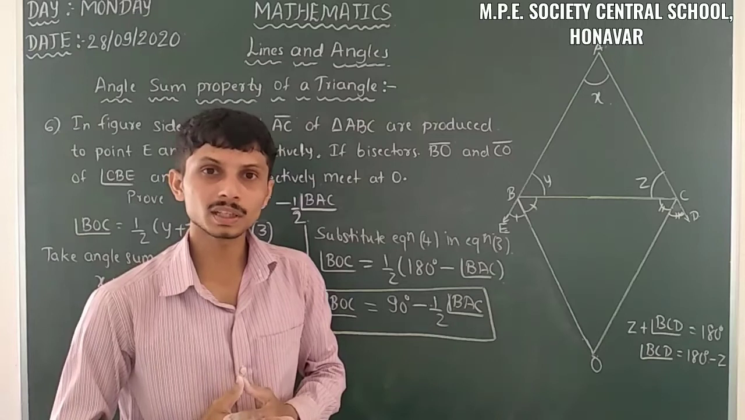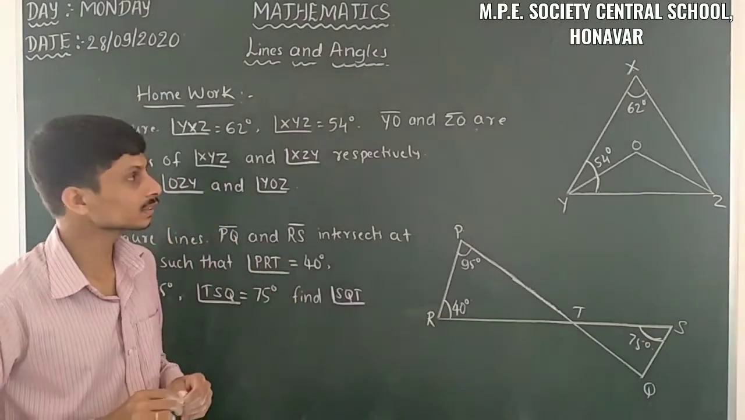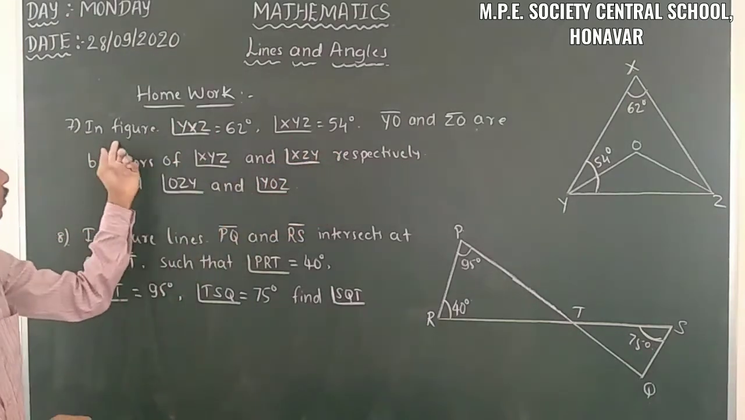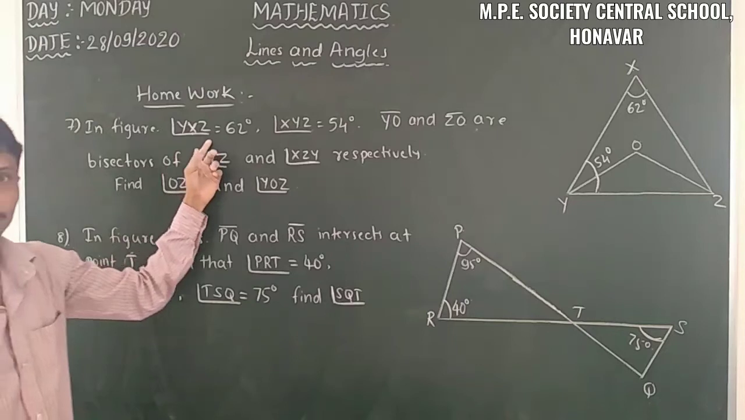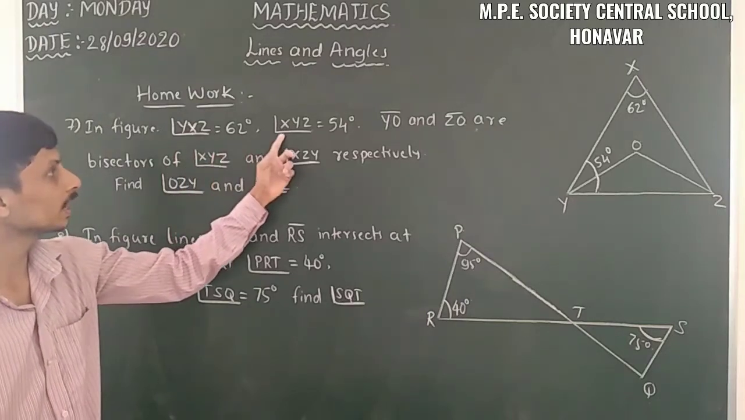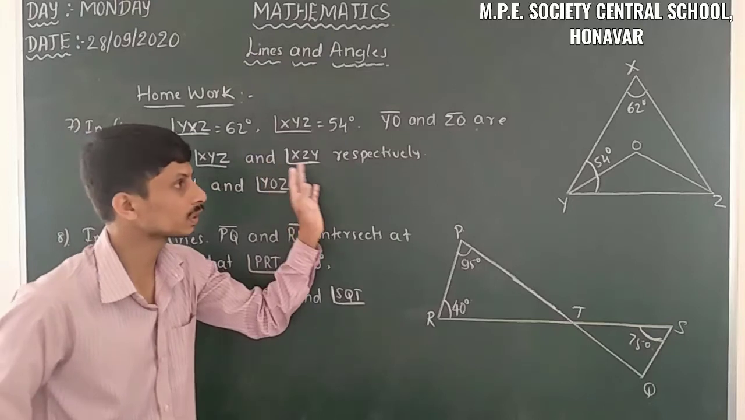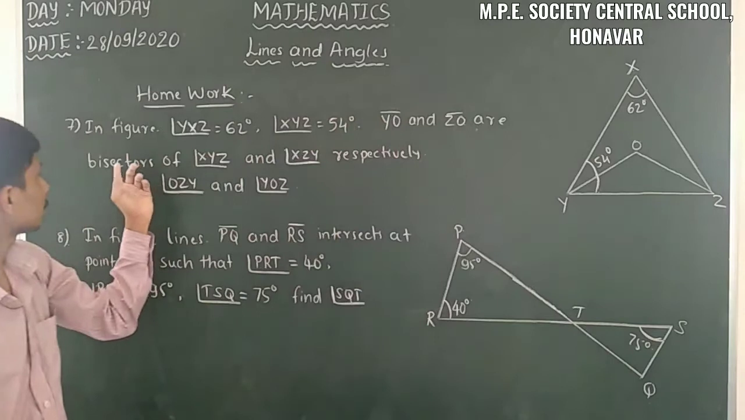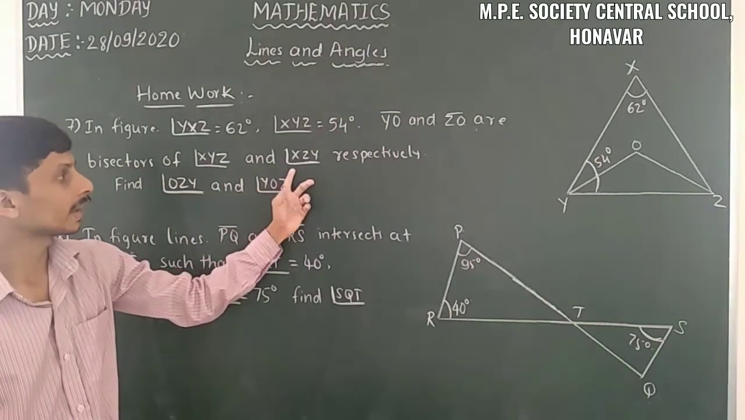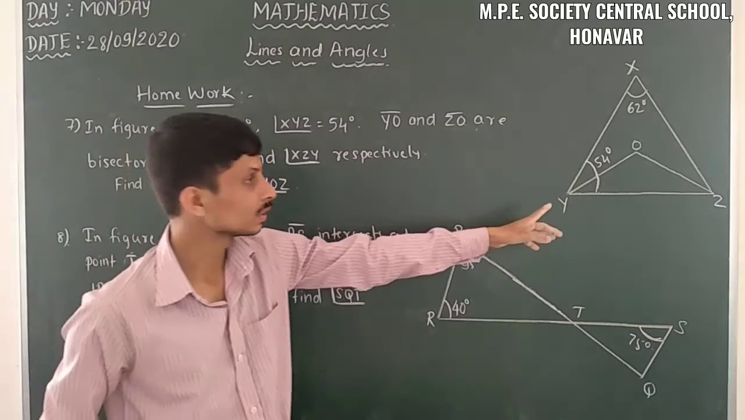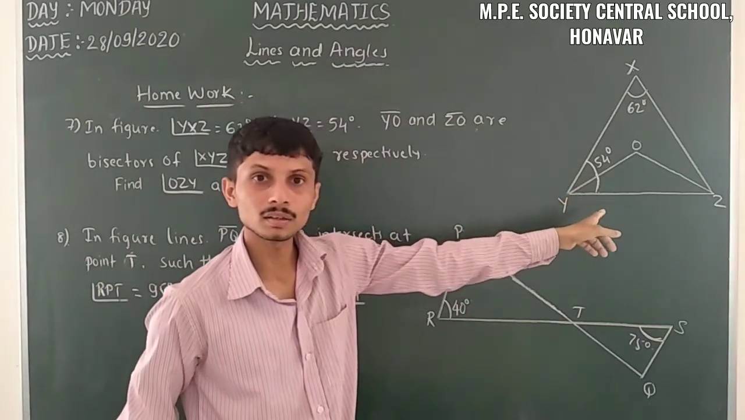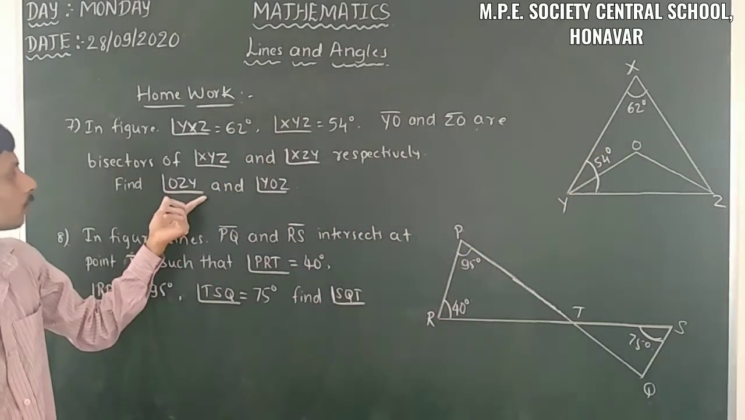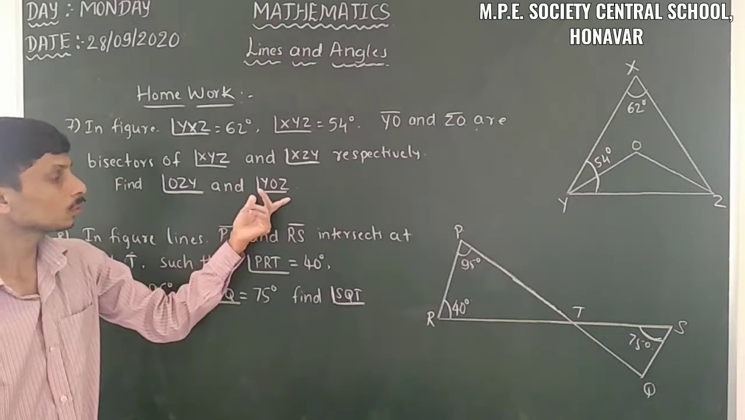So let us take some homework here. Just refer to the figure. In the figure, angle YXZ is equal to 62 degrees and angle XYZ is equal to 54 degrees. So these two angles are given. YO and ZO are the bisectors of angle XYZ and angle XZY respectively. That means the two angles formed here are one and the same, and here also. So here we have to find out OZY and YOZ.